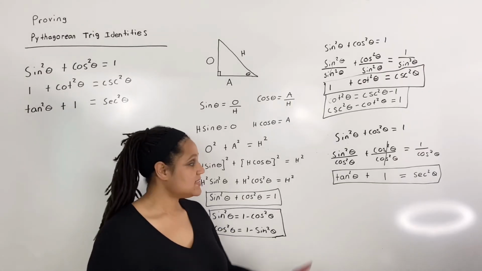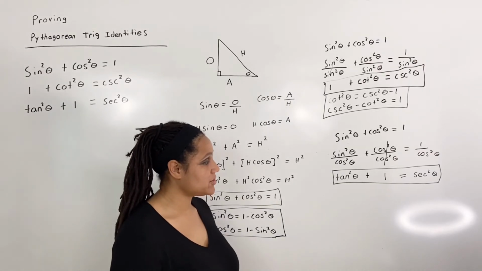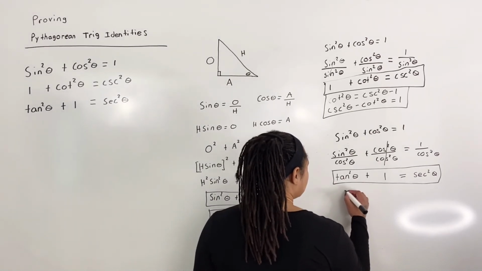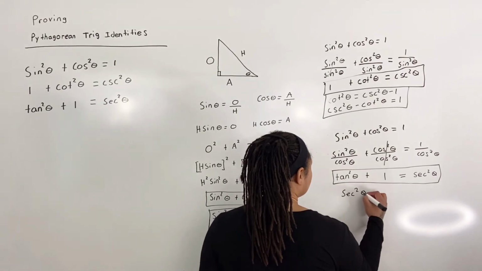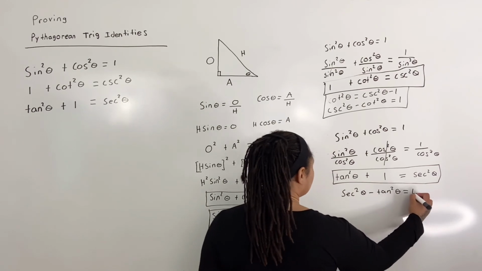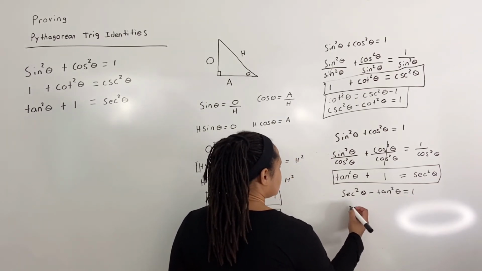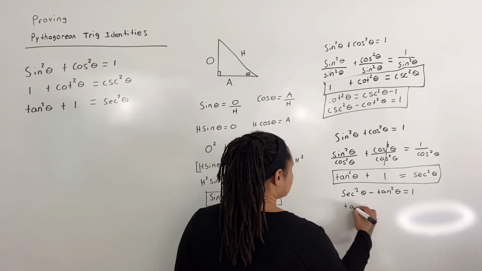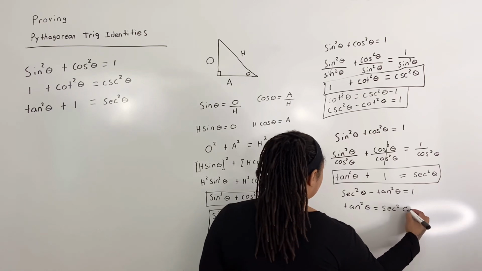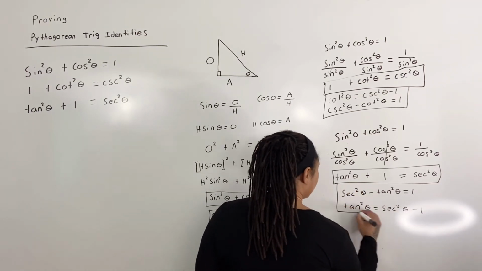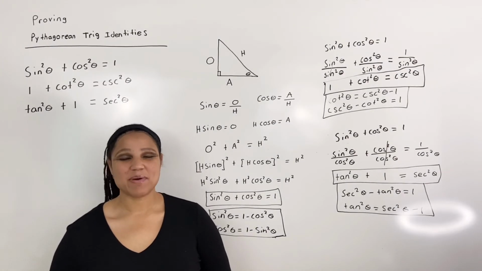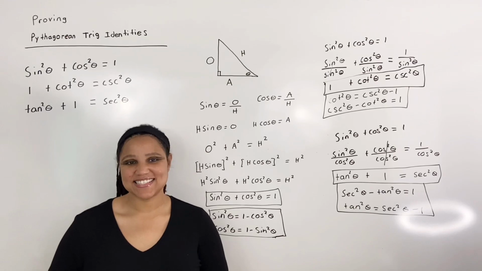And again, tangent squared theta plus 1 is equal to secant squared theta can be rewritten as secant squared theta minus tan squared theta is equal to 1. It can also be rewritten as tan squared theta is equal to secant squared theta minus 1. And here you have two more identities. And that is how you prove Pythagorean Theorem trig identities.